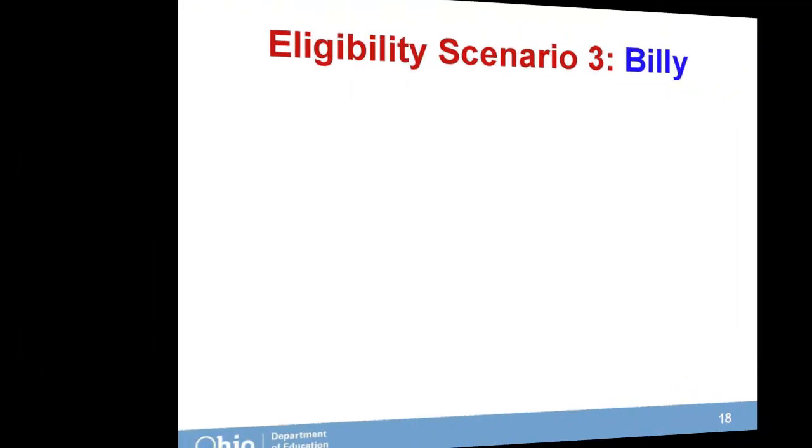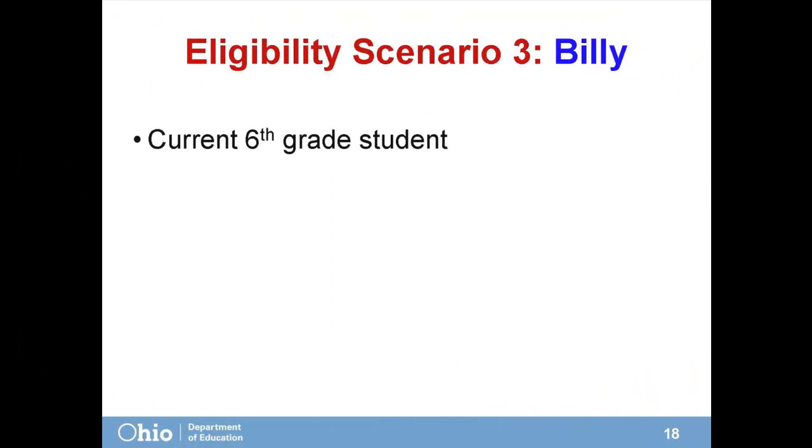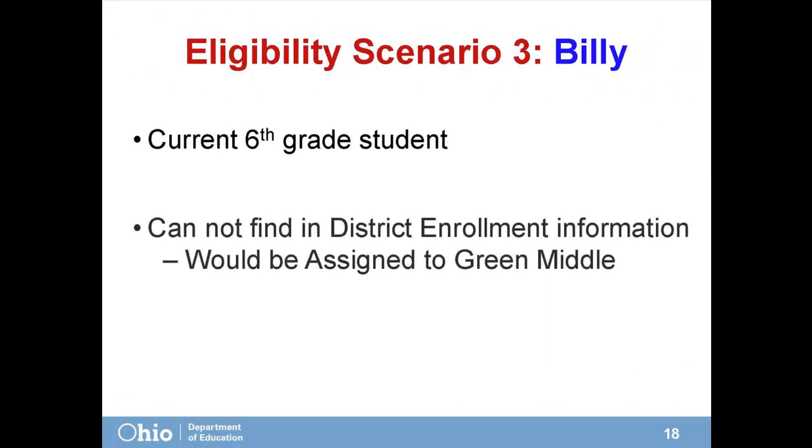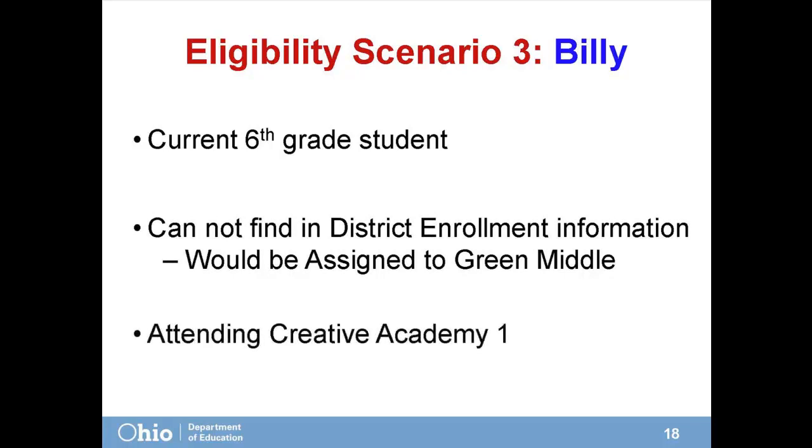Now let's consider Ann's older brother, Billy, currently a 6th grader. We attempt to find Billy within our Metro District enrollment information but cannot. He is not currently attending Green Middle School in the Metro Public School District. According to the application, Billy is currently attending Creative Academy 1, the private school that entered the application, but he would be assigned to Green Middle School for next year.